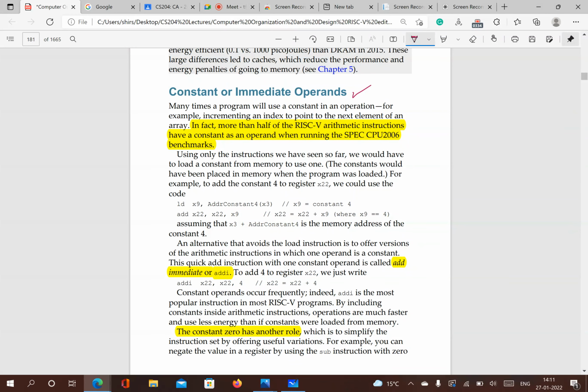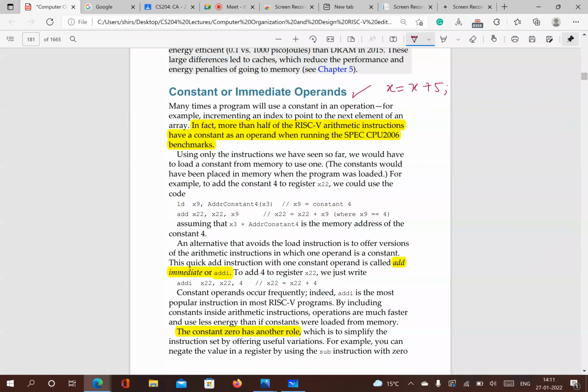So what is a constant or immediate operand? Most of the time, if we write a program in a high level language, you will find this type of expression many times. Many times, of the operation that we perform, one of the operands is a variable and the other is a constant. This type of expression is very common in programming languages.